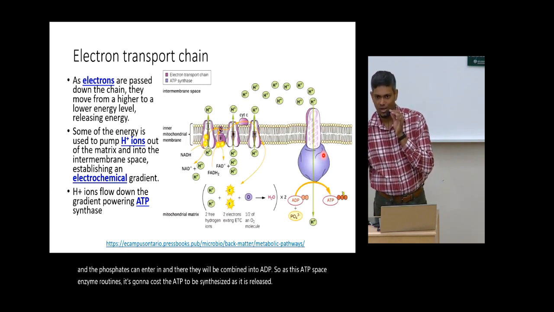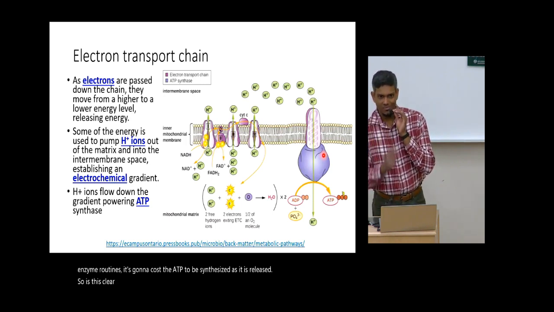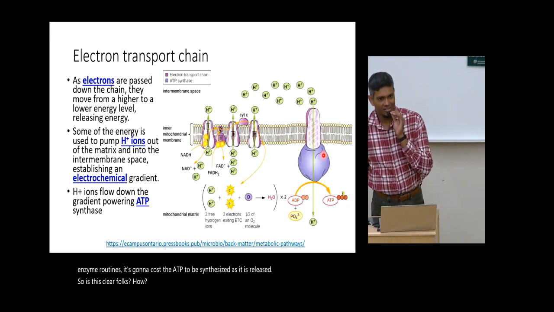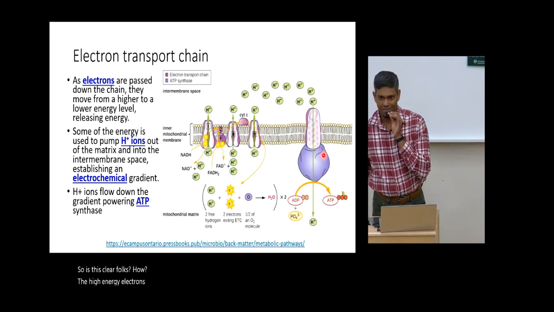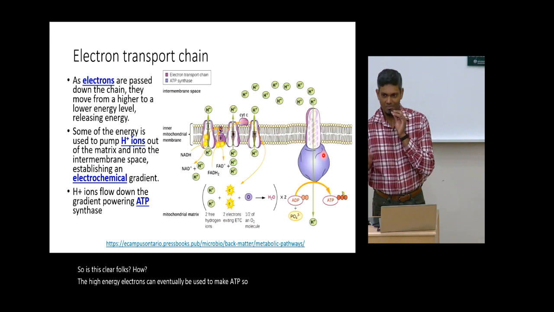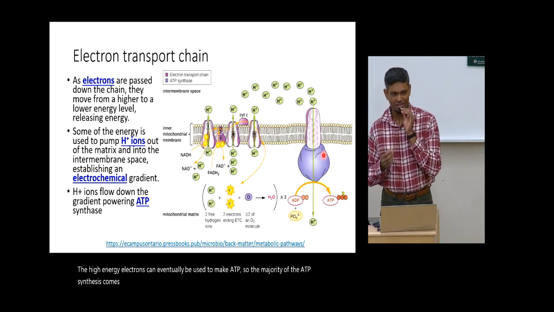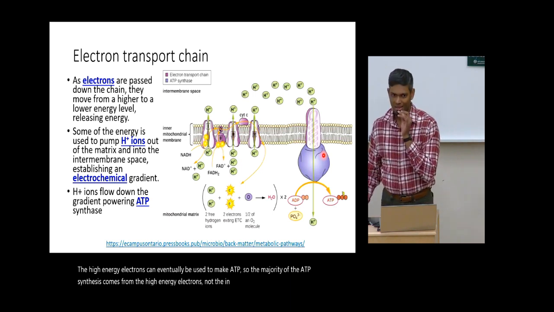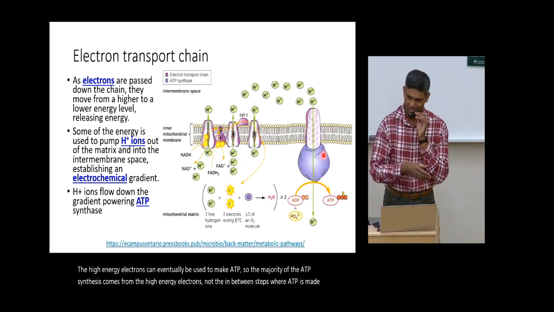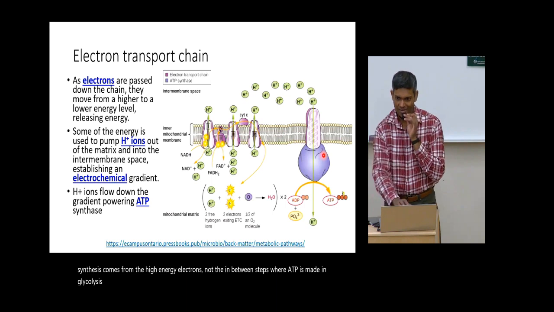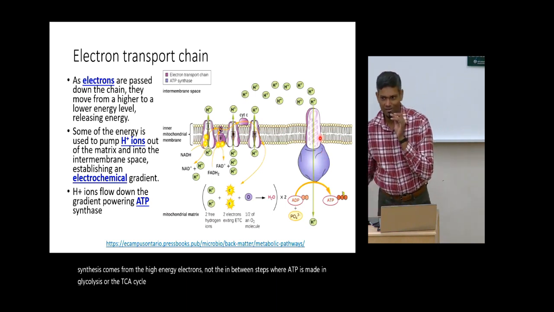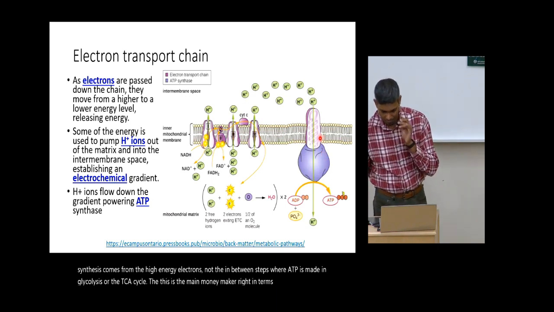So is this clear, folks, how the high energy electrons can eventually be used to make ATP? The majority of the ATP synthesis comes from the high energy electrons, not the in between steps where ATP is made in glycolysis or in the TCA cycle. This is the main money maker, right, in terms of making ATP.